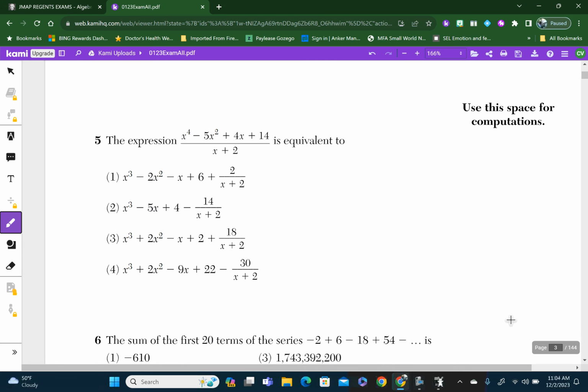Okay. All right. Question number 5, there was a question like this on the last Regents that we took. If you take a look at all the remainders, they're all different, so you don't have to do any actual dividing. You could just use the remainder theorem. The remainder theorem says you take the denominator, whatever you're dividing by, and set it equal to 0. So x plus 2 equals 0. Subtract 2 from both sides, so x is equal to negative 2.